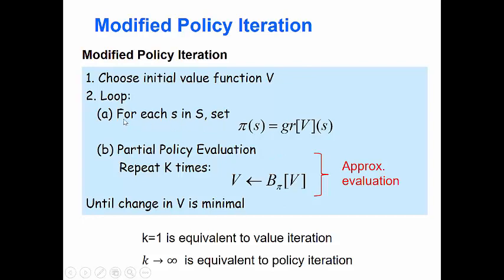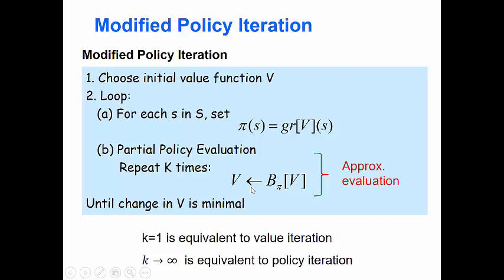And so here you're just going to find the new greedy policy. So you start with a value function in this case. And this is just finding the greedy policy. And then we're going to approximately evaluate this policy by doing the iterative policy evaluation for k steps.